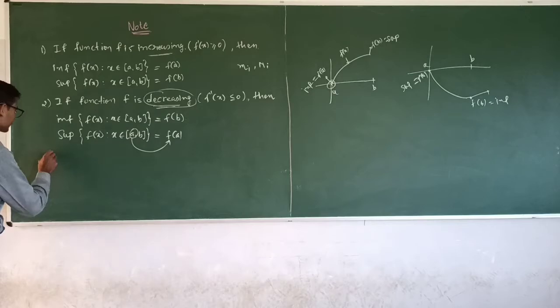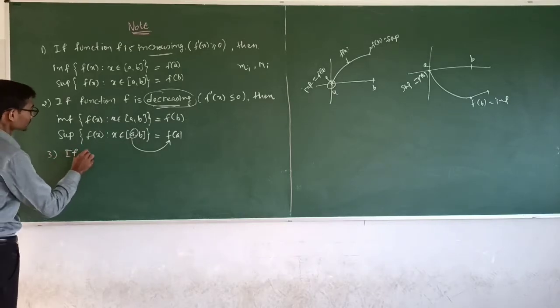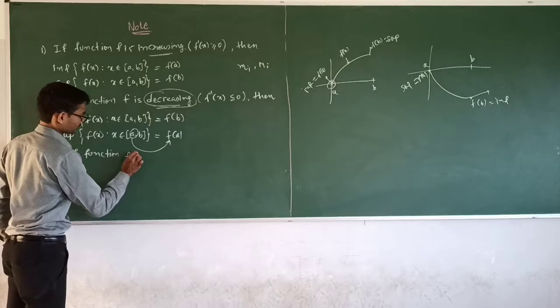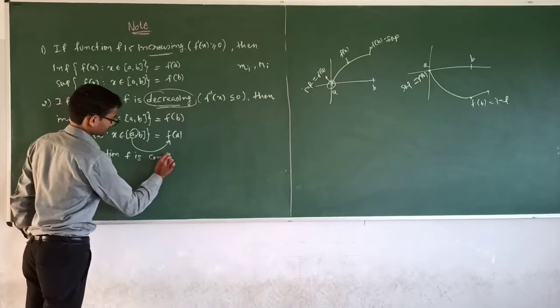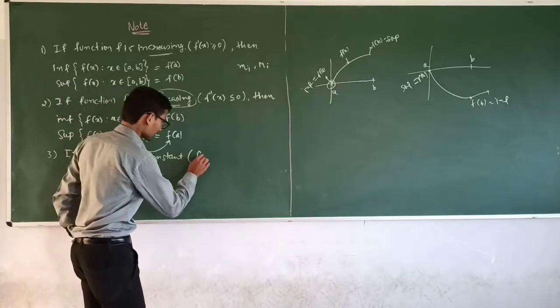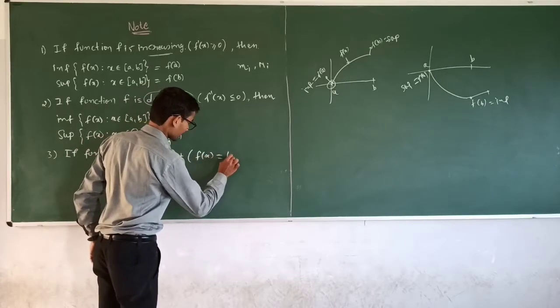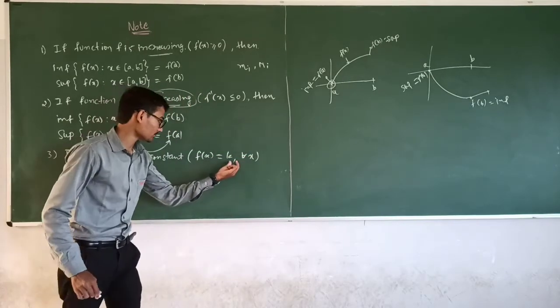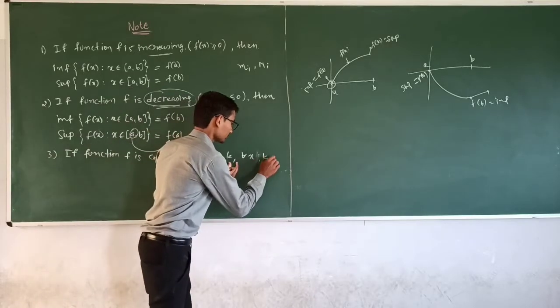Third condition is: if the function is constant. Constant means f of x is equal to some k for each x, where k is a constant.